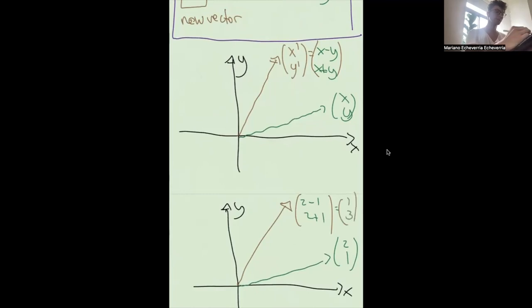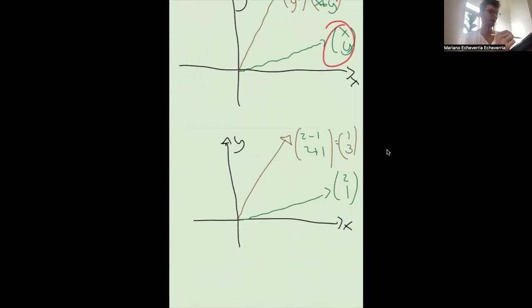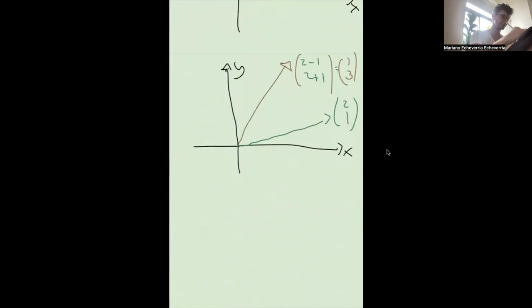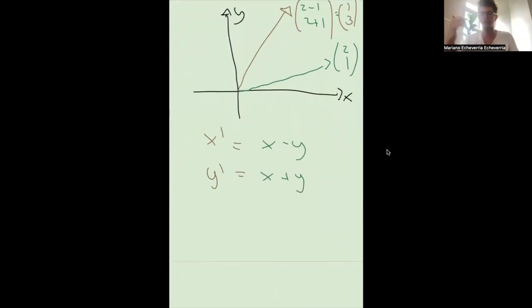Okay. So this is a way to get a new vector. You started with a vector and you just subtracted the entries and added them up. What I'm saying is that if you look at the corresponding equations, this is saying that x prime is x minus y and y prime is x plus y. And the idea is that the numbers that appear in front of the variables are the entries of the matrix. So how can we make that more explicit? Because it may be a little bit hidden right now.